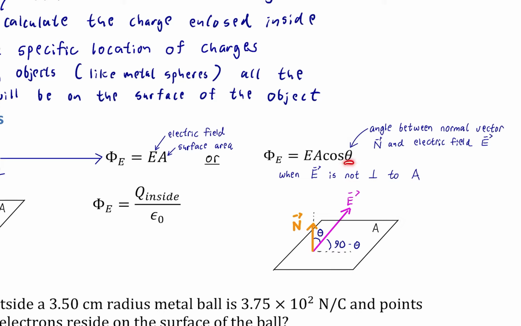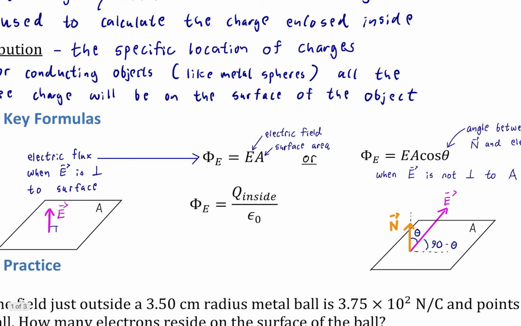So of course, if theta is 0, then we just get back to E times A for the value of the electric flux. On the other hand, if theta is 90 degrees, well, now there's actually no field passing through the surface, thus there's no flux by definition. The field would just skim along the surface, and that would give us an electric flux of 0. Okay? All right. So here's our next way to look at electric flux.